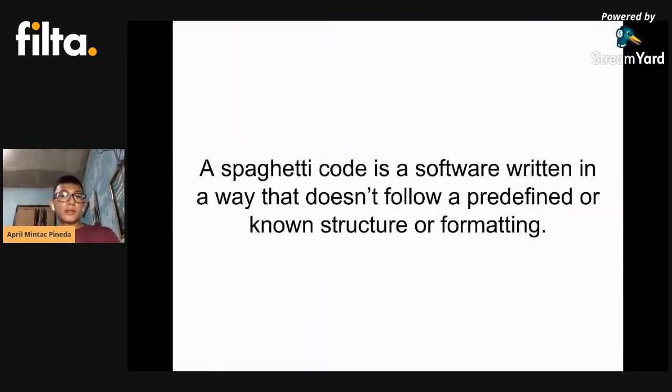So a spaghetti code is really software written in a way that doesn't follow a predefined or known structure or formatting. So a spaghetti code is not necessarily unstructured. People say spaghetti code is unstructured, unordered. Well, it's not necessarily unordered or unstructured, because even the most spaghetti code that I've seen in my career actually has a little bit of structure in it. It still follows a structure. It still follows a formatting. However, the formatting and the structure is, number one, unclear, vague, and not concise. Or number two, it's inconsistent.